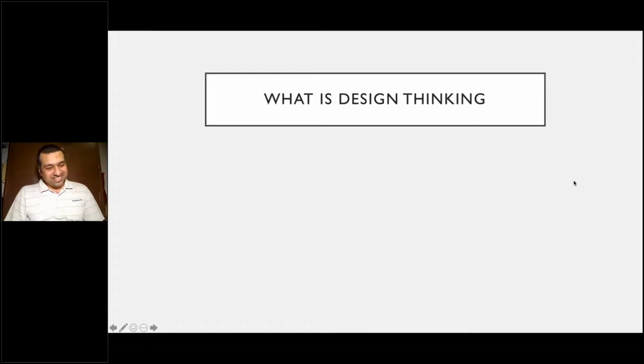Strategy, last one: strategy to tackle future problems. Sorry, say it again. Strategy to tackle future problems. I mean, why bother about problems in the future when we have enough problems to solve today?